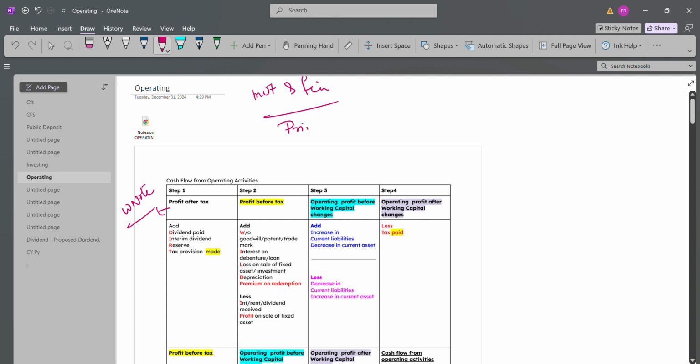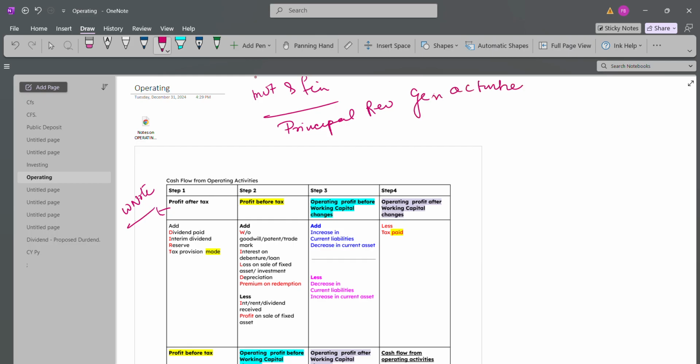Operating means principal revenue generating activities, the main business for which you are working. But the problem is no one directly tells you their sales and purchases. So we have to use the indirect method. When I use the indirect method, I have to go in the reverse sequence. So we have classified it into four steps.